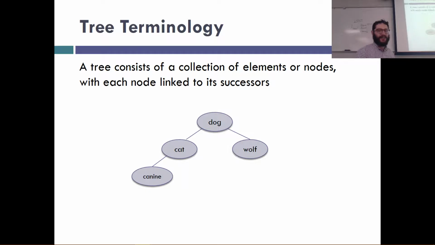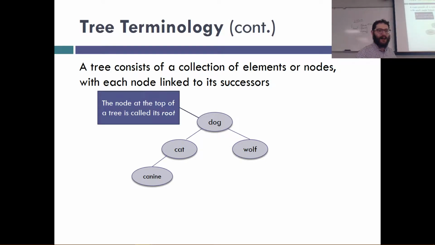So a tree is a collection of elements or nodes, right? We'll be looking at it in terms of nodes, but each node holds elements just like a linked list. And each node is linked to its successors. So we've got dog, and we've got cat and wolf, and we've got canine, which doesn't necessarily look like it's sorted in a sensible manner, but I swear it is, okay? So the node at the top of the tree is called the root of the tree. So here, dog is the root of this very tiny tree, okay? The node at the top is called the root. Remember, we computer scientists make terrible gardeners, so we're growing everything upside down, okay?